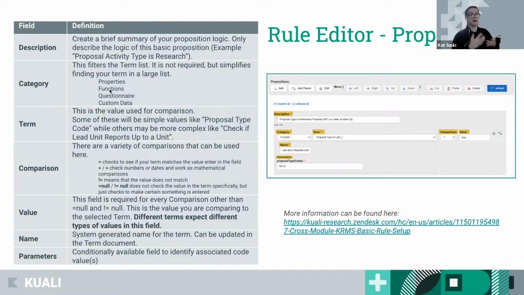Then we have properties, which are pretty simple. The system just evaluates what the value is in a database for a property. The most common example of that is, for example, a status code for an award or for a proposal. That's a simple value stored directly in a database, so that most often will be represented as a property. And there are a handful of properties that already exist in the system and come standard out of the box.